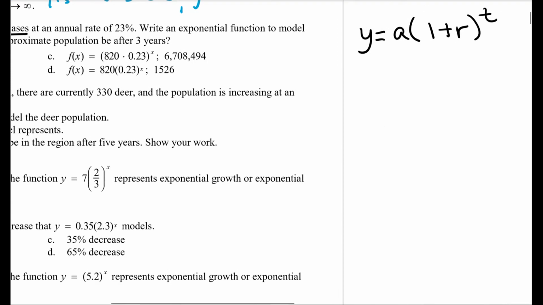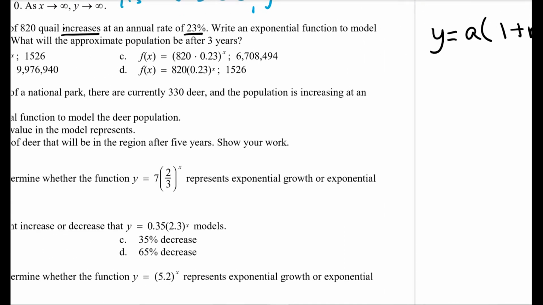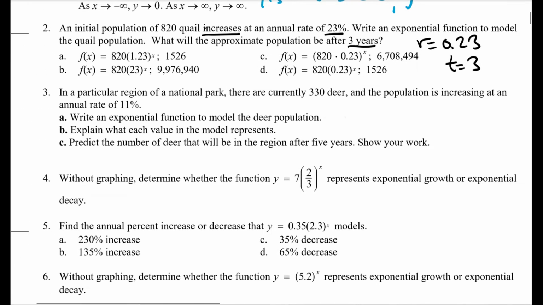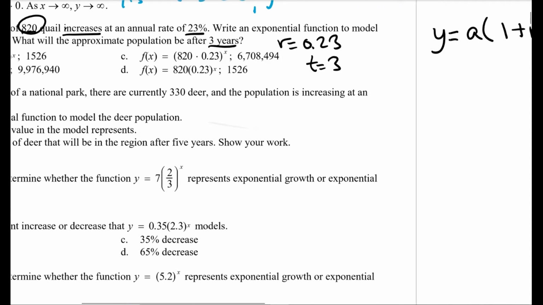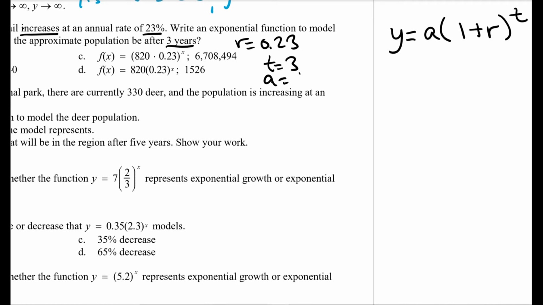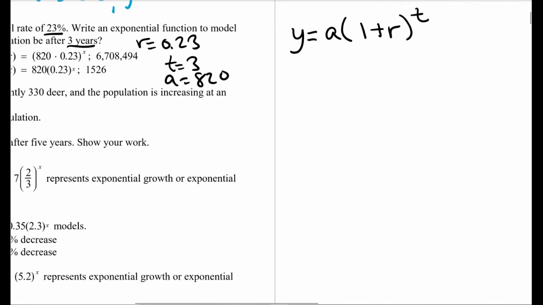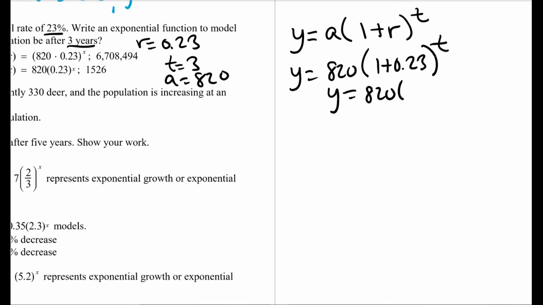We know the rate is 23%, which is 0.23 as a decimal. We know the time is 3 years. And we know the initial quail population is 820, and that's my a. My a is the initial. If we plug that in, our model is y equals 820 times 1 plus 0.23 raised to the t power, which you can rewrite as 1.23 to the t power inside the parentheses. Then you're going to plug t equals 3 years into the function.